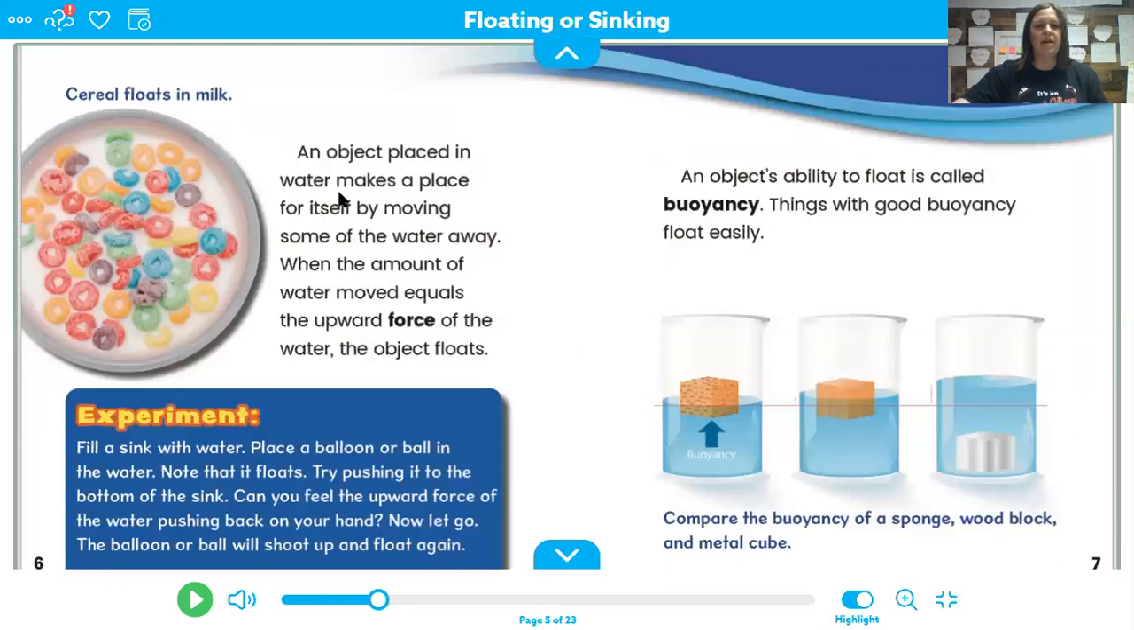So here you can see an object placed in water makes a place for itself by moving some of the water away. So it kind of pushes the water away. And when the amount of the water moved equals the upward force of the water, the object floats. So it's talking about its buoyancy. An object's ability to float is called buoyancy. What a big word. Things with good buoyancy float easily. So they compared the buoyancy of a sponge, of a wood block, and then a metal cube.